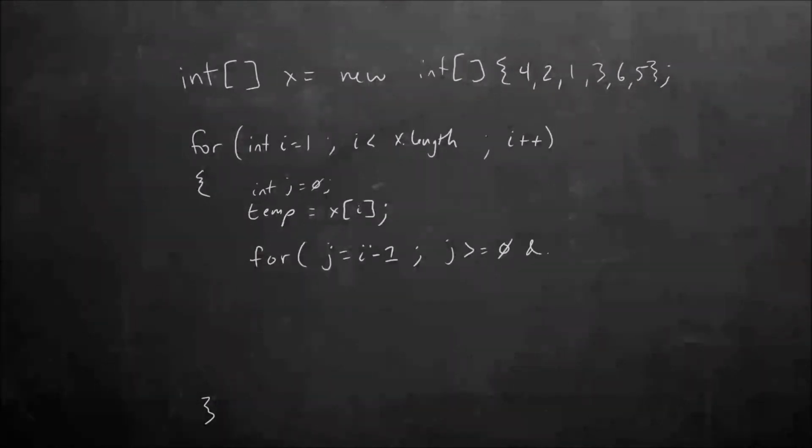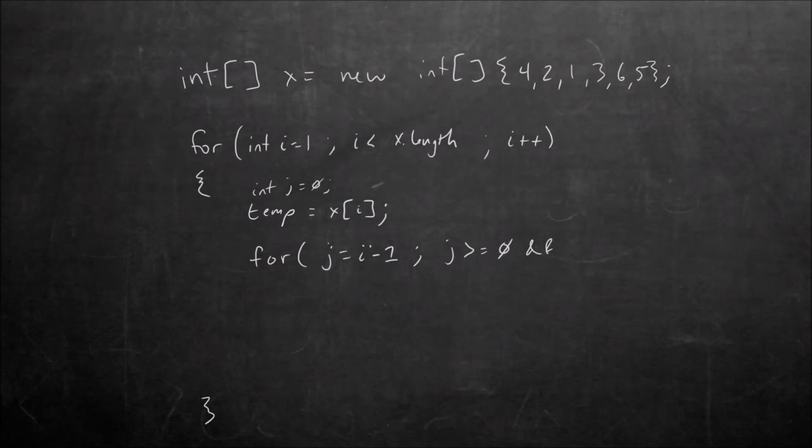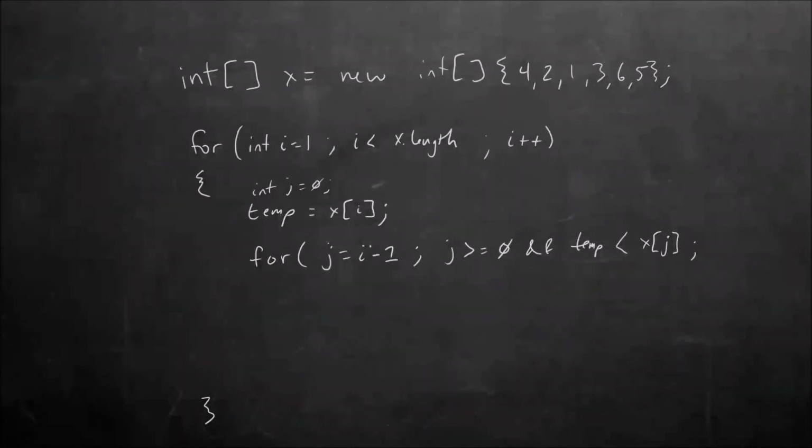And also I want to stop searching if we find an item that is smaller than our temp value. So we want to make sure that our temp value is still less than each element that we're comparing it to. And if that's the case, we will subtract 1 from j each time and continue searching.